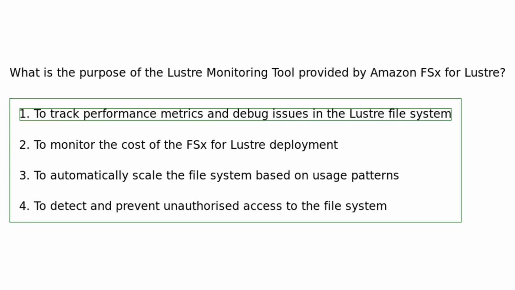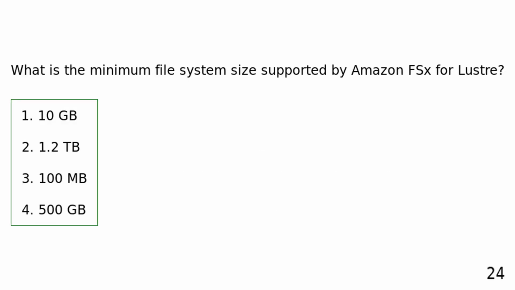optimization and troubleshooting. What is the minimum file system size supported by Amazon FSx for Lustre? 10 GB, 1.2 TB, 100 MB, 500 GB. Amazon FSx for Lustre supports file systems starting from 1.2 TB in size.